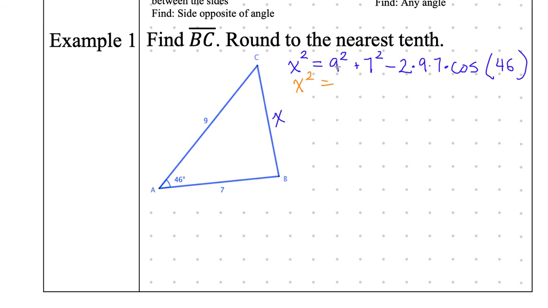First, let's square 9 and 7. Who's got 9 squared and 7 squared? Individually. Jose. 81 and 49. All right, what about 9 times 7, and then on top of that, times 2.